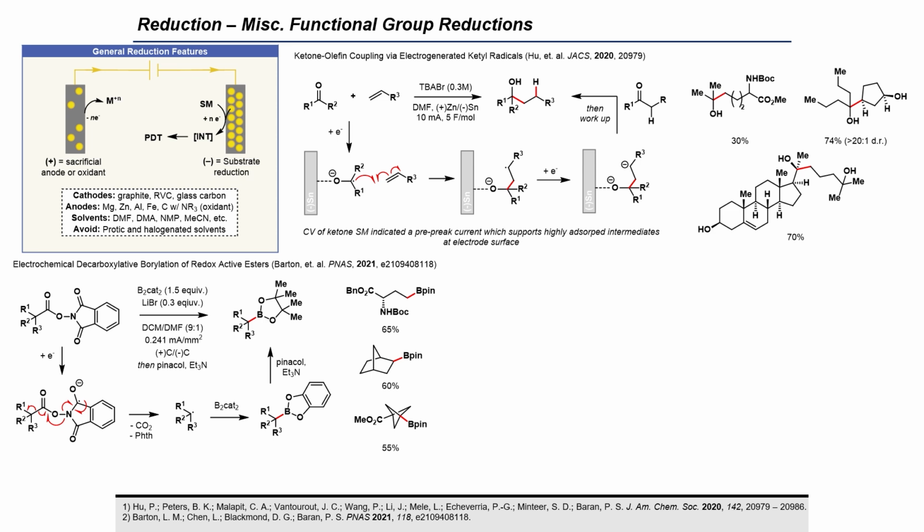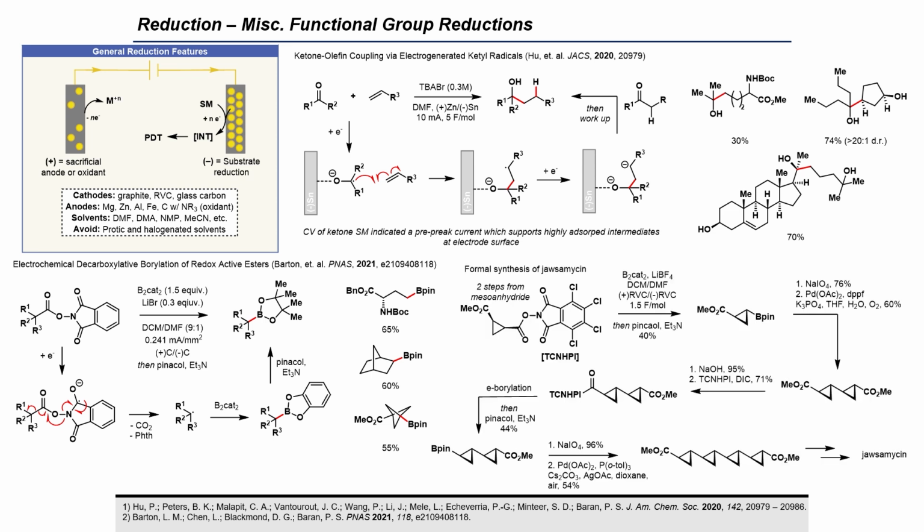This tactic was leveraged in the formal synthesis of josamycin, where this tetrachloro NHPI ester was converted to its corresponding boronic ester with inversion of stereochemistry due to the sterics of the neighboring methyl ester during radical capture. This boronic ester was then taken forward in an oxidative Suzuki coupling to afford the dimeric bis-cyclopropyl containing product. This electrochemical borylation, followed by palladium-mediated dimerization, was repeated once again to afford the tetrameric cyclopropyl containing fragment, which was taken forward to complete the formal synthesis of josamycin.